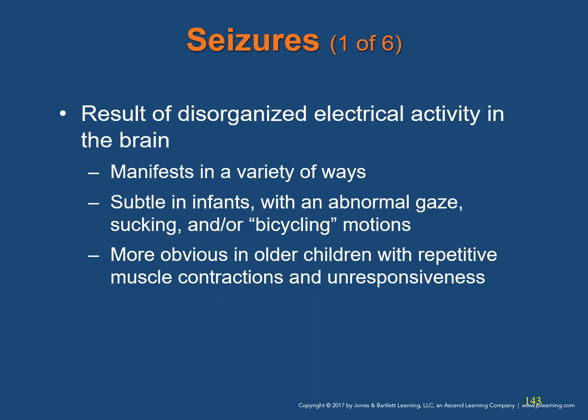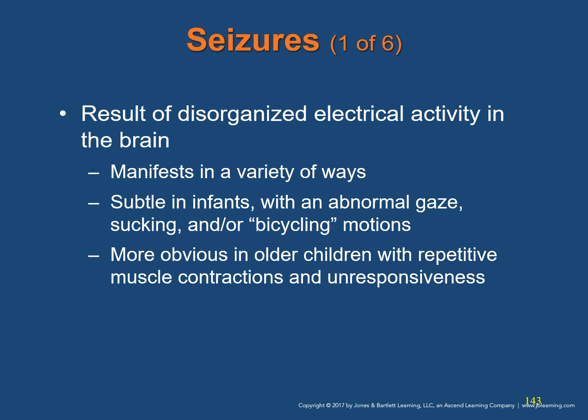Seizures. A seizure is a result of disorganized electrical activity in the brain. Common causes: child abuse, electrolyte imbalance, fever, hypoglycemia, infection, ingestion, lack of oxygen, medications, poisoning, seizure disorder, recreational drug use, head trauma. Sometimes no cause can be found. Seizures may manifest in a variety of ways, depending on the age of the child.